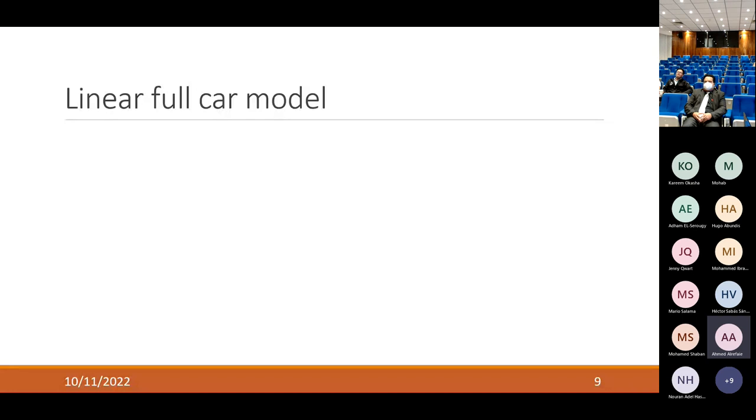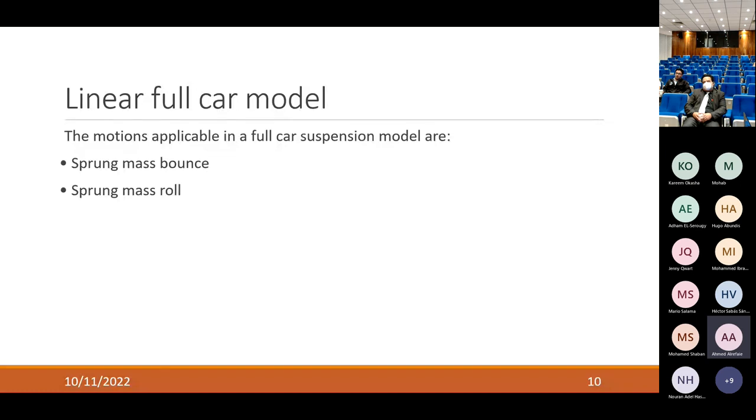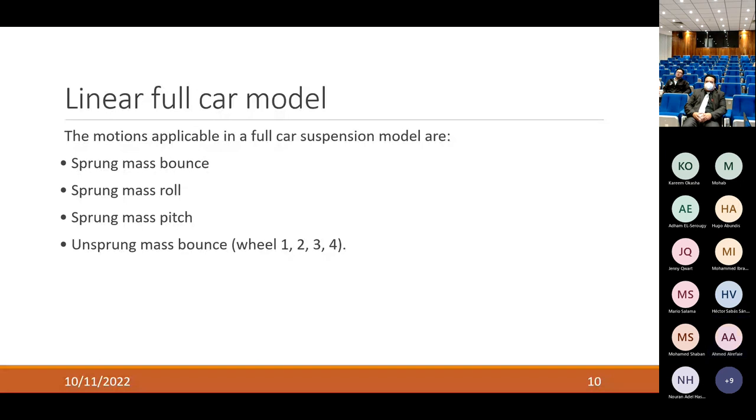Assuming vehicle symmetry, as we said, and that each wheel has an effect on the spring and the damper of the other wheel, and linearity of the suspension components, a linear full car model was developed, as shown here. The motions applicable in a full car model are the sprung mass bounce, the sprung mass roll, the sprung mass pitch, and the unsprung mass bounce, wheels 1, 2, 3, and 4, which are shown here.